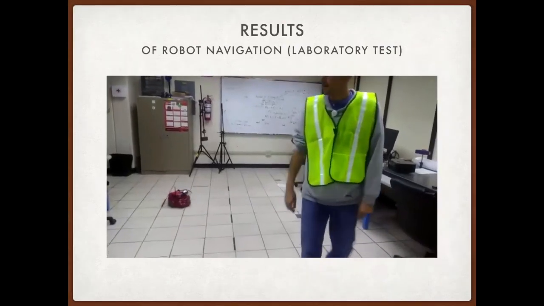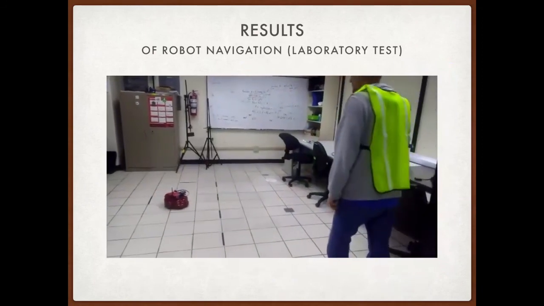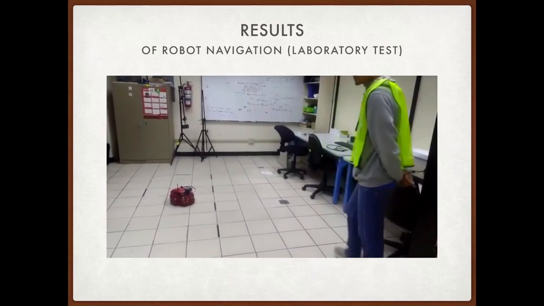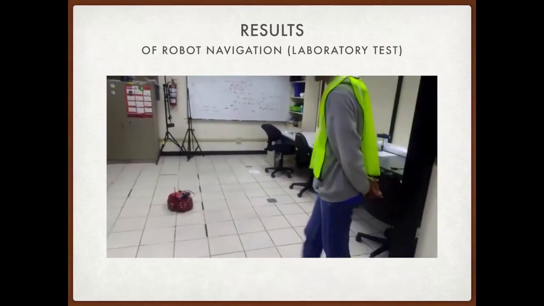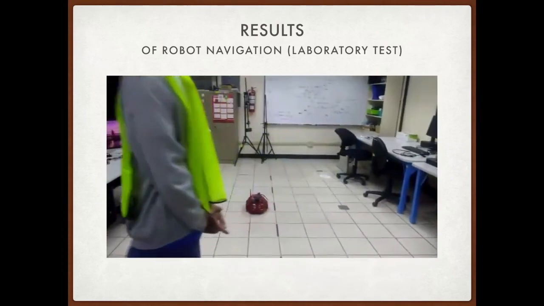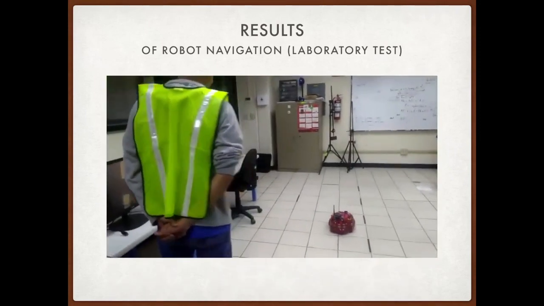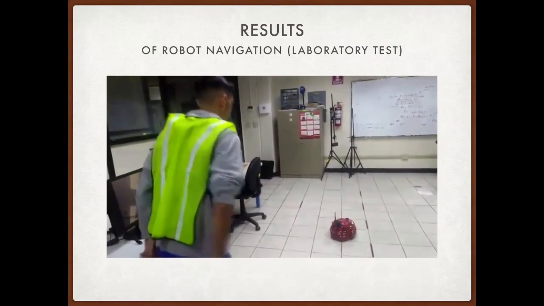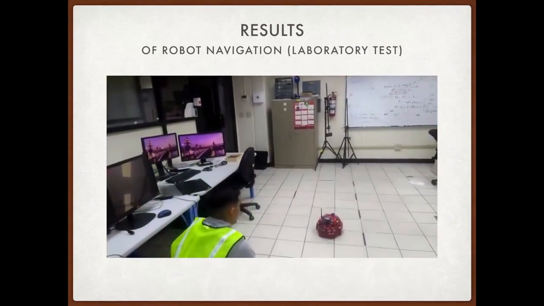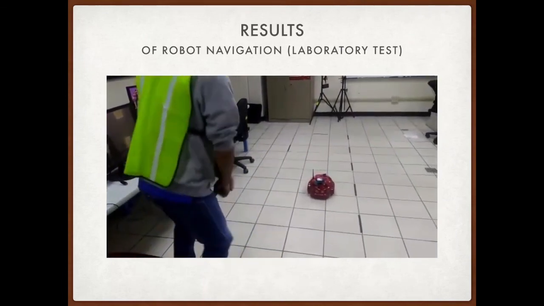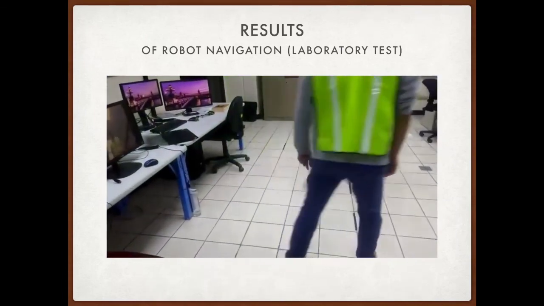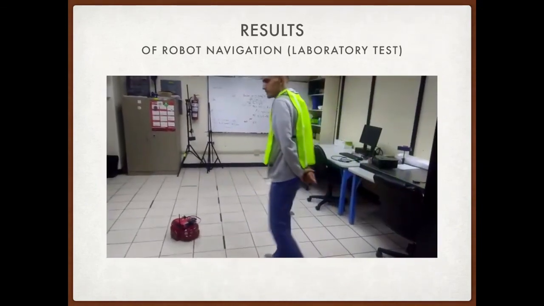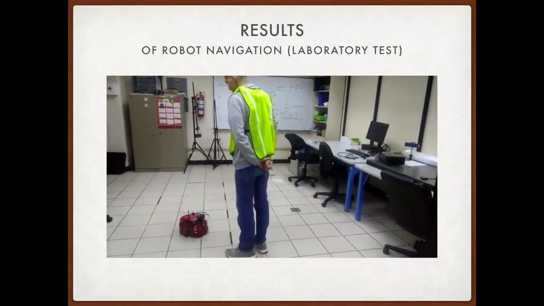This is another test in the laboratory. In this case, the robot needs to track or follow this person. At this moment, the robot loses the target, and then it finds it again and reestablishes it. So the person moves around this room, and the robot is following.